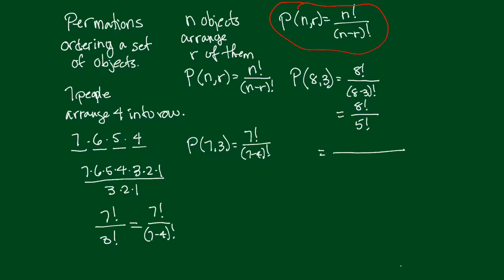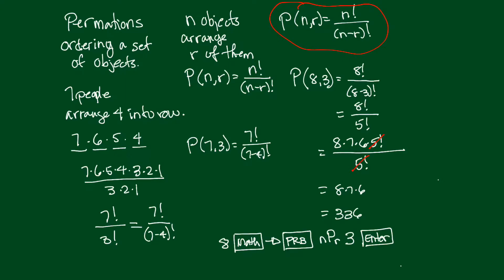This 8 factorial up here, I'm going to rewrite it. I'm going to stretch it out until I get to that bottom 5. The top number will always be bigger than the bottom. So I'm going to write it like this: 8 times 7 times 6 times, and then 5, 4, 3, 2, 1. That's 5 factorial. And on the bottom, you've got a 5 factorial. And then what do you notice? The 5 factorials cancel, and you're left with 8 times 7 times 6, which is 336.